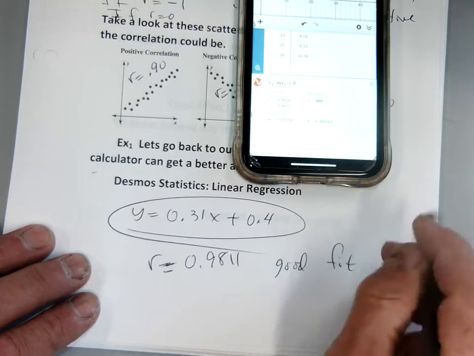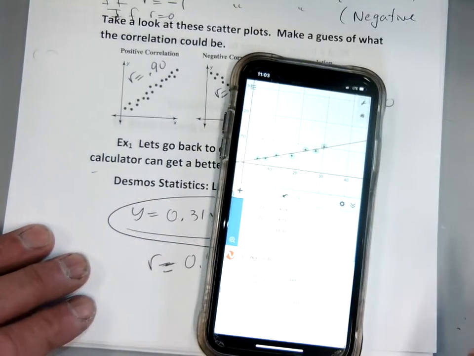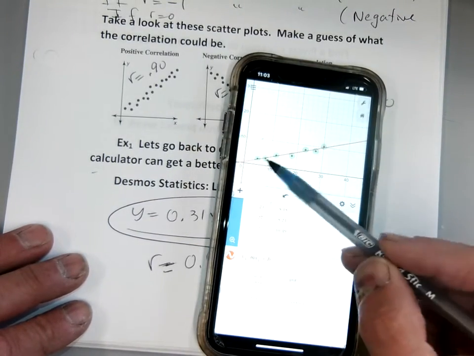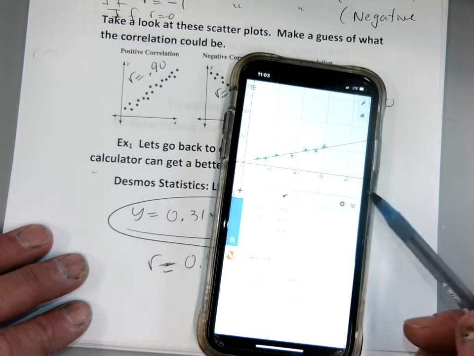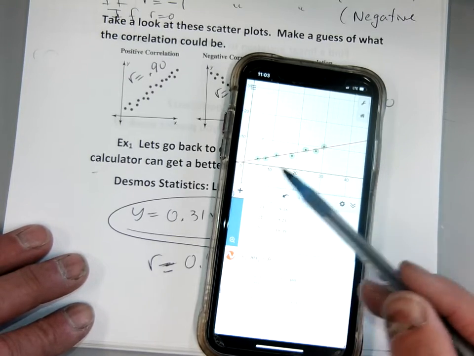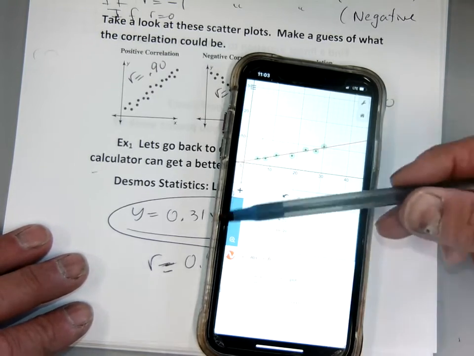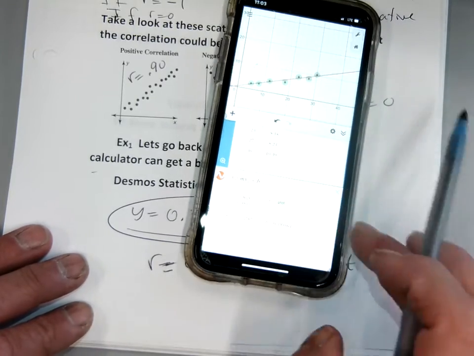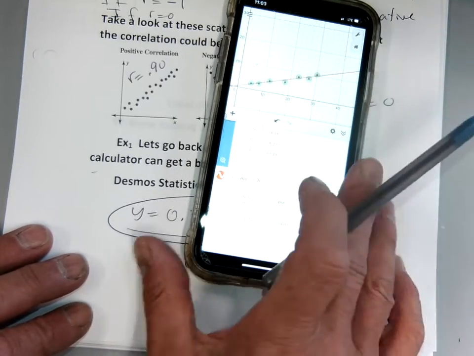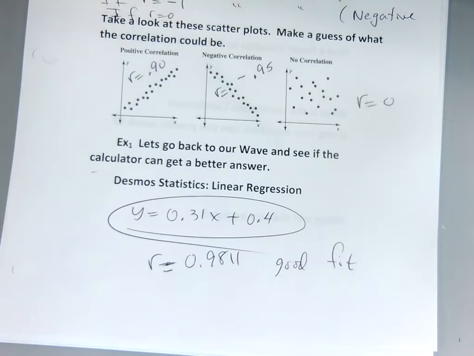Hard to believe because you guys did the wave, but if you look at the scatter plot, it's not bad, right? Most of them line up. So the calculator, see the line of fit? The calculator fit that in there. Isn't that cool? It found the best line, and it found the equation for us. Okay, thumbs up. Now let's turn the page.